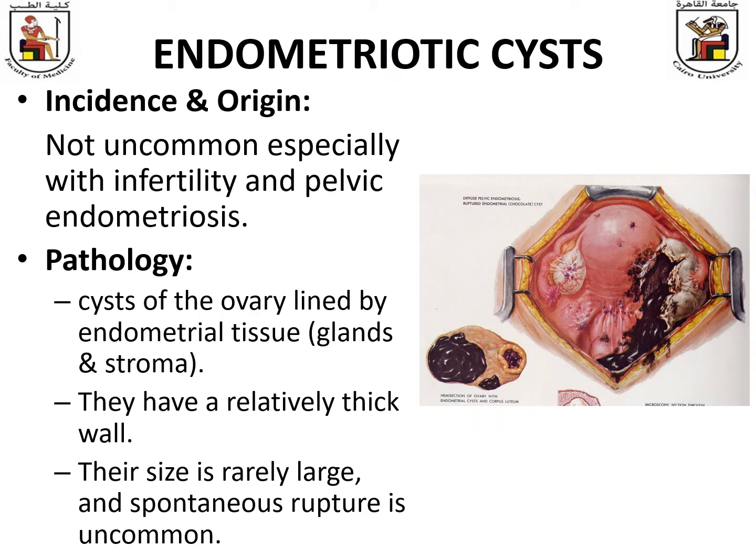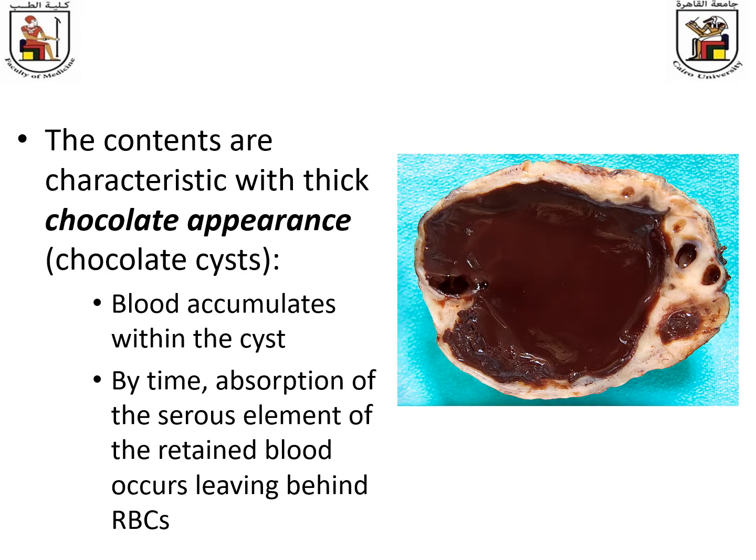Another very common non-neoplastic cyst of the ovary are endometriotic cysts. These are, as we said, not uncommon, especially with infertility and pelvic endometriosis. Pathologically, these cysts are lined by endometriotic tissue, glands, and stroma, and they usually have a relatively thick wall, and they are usually surrounded by adhesions, and as a result, torsion of these cysts is highly unlikely to happen. On cut section, you can see that they contain what is known as chocolatey material, and this is actually retained blood which is accumulated within the cyst by time.